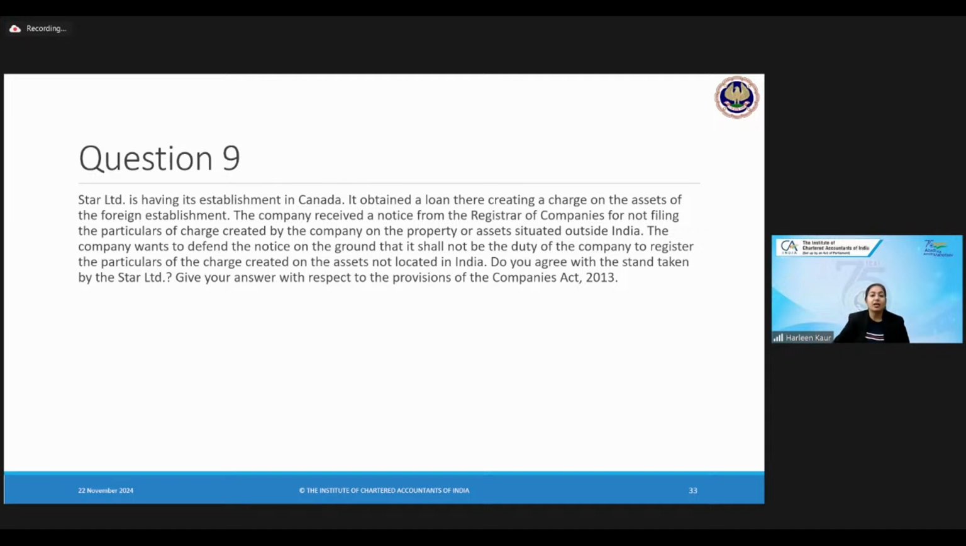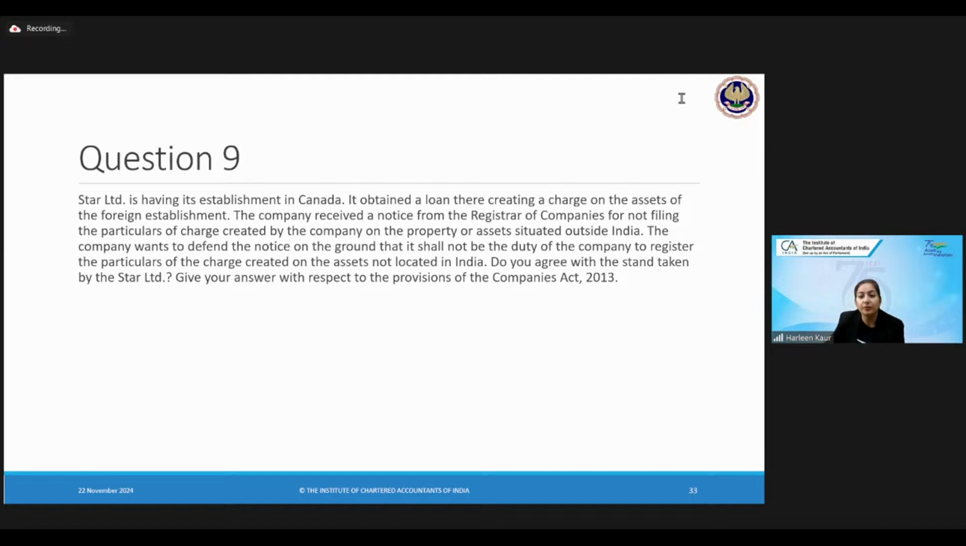Star Limited is having an establishment in Canada. It obtained a loan, creating a charge on the assets of the foreign establishment. Can we have a charge on property situated outside India? Yes, ma'am, we can have a charge on property situated outside India also. The company received a notice from the ROC about the particulars of the charge created by the company on the property situated outside India. Who all shall sign? That is something that you have already discussed with me.